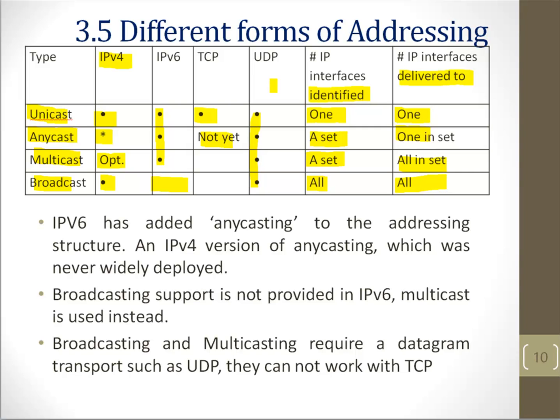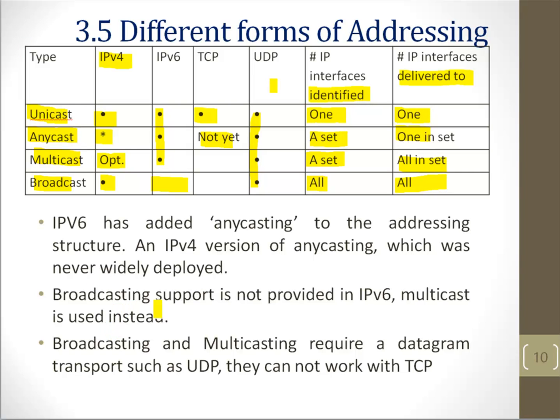IPv6 added Unicasting to the addressing structure. An IPv4 version of Unicasting existed, but it was never widely deployed. Actually, in IPv4 the concept is available, but it is never deployed. It is not used actually.